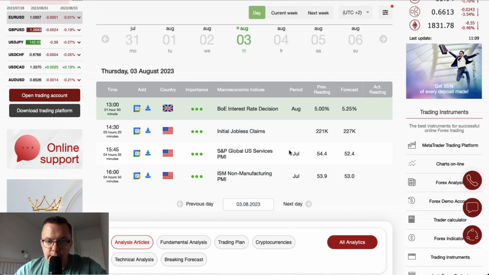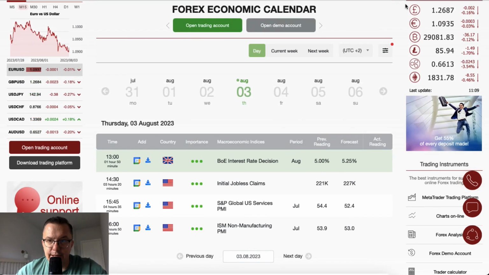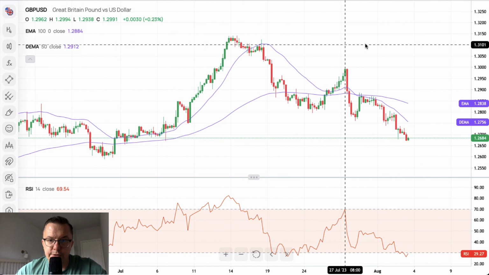So, key events of today: markets are waiting for the Bank of England interest rate decision. This is why let's take a look at the cable first. The cable technical picture for our chart looks very promising.